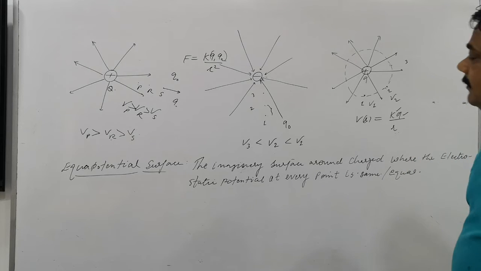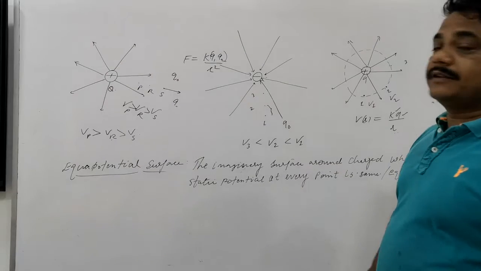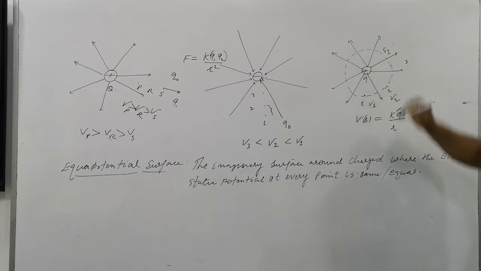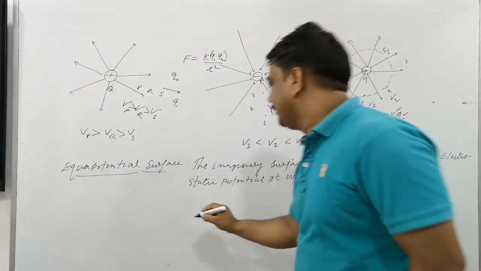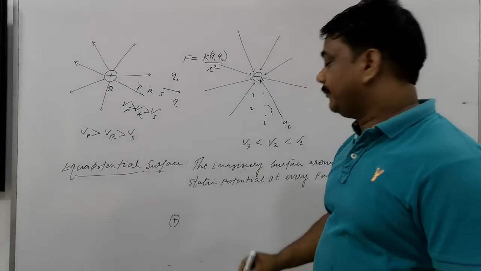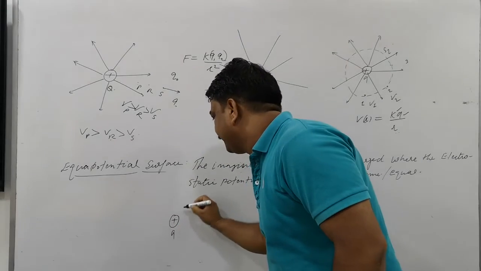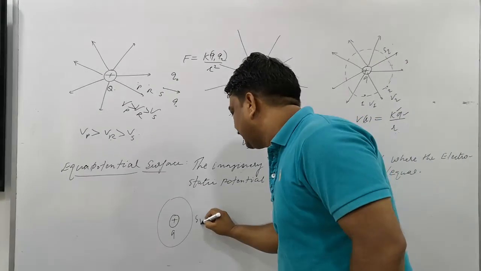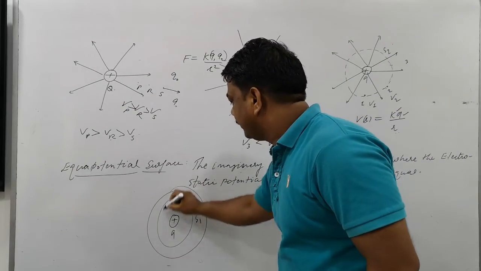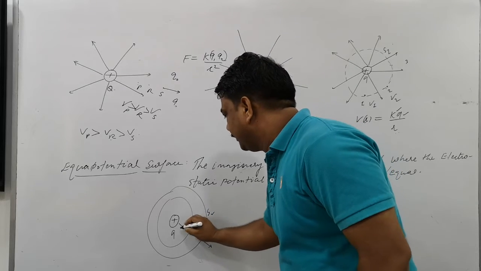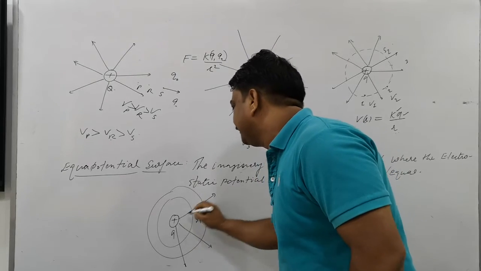So can you draw the equipotential surface around a point charge? Obviously, the equipotential surface around the point charge is this. It's called surface S1. So we can draw the equipotential surface around the point charge. There is a point charge, and around it a circular surface we have drawn. This is S1. The second surface can also be drawn here, S2. The third surface can also be drawn here. Different surfaces can be drawn here.